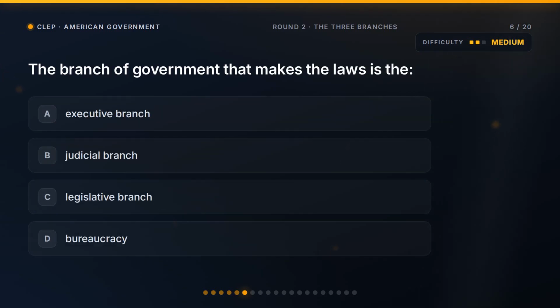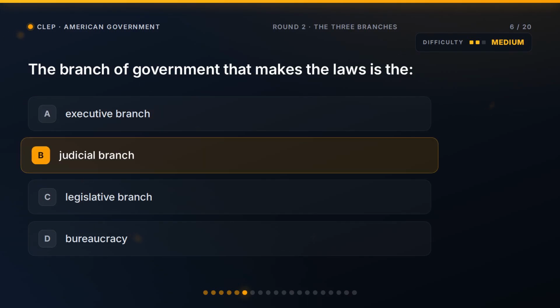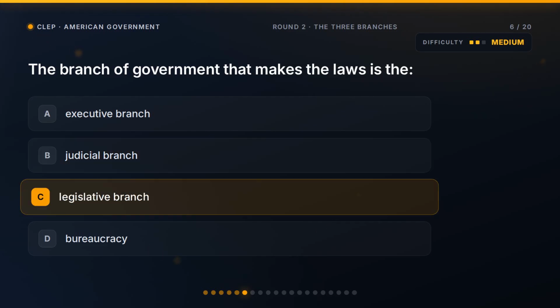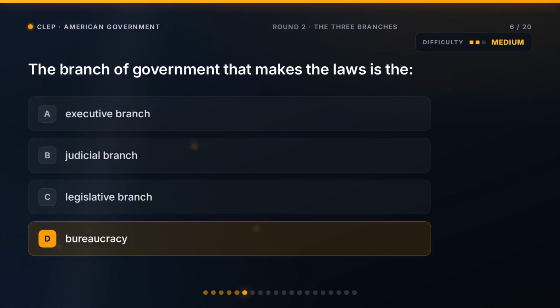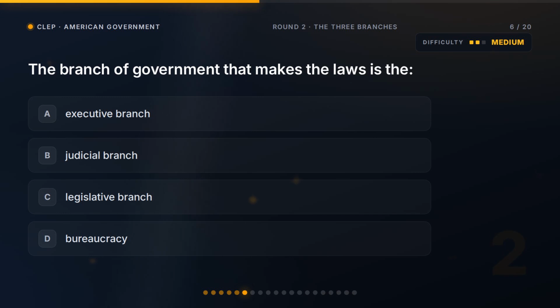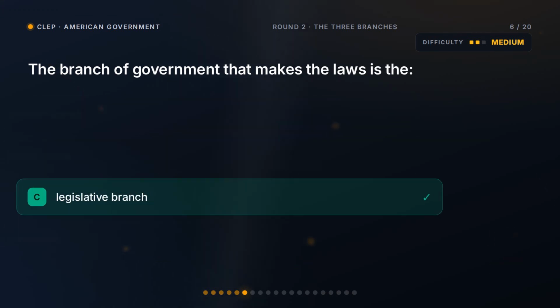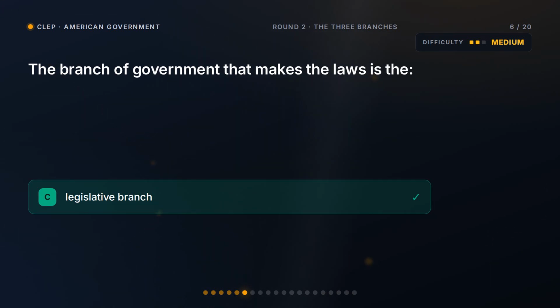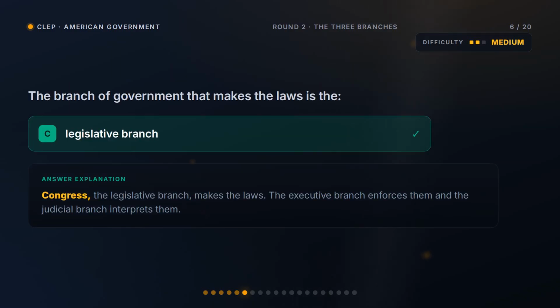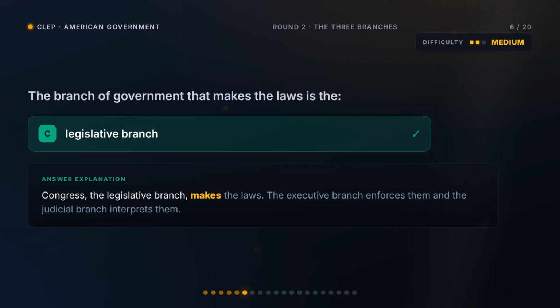Question 6. The branch of government that makes the laws is the A. Executive branch. B. Judicial branch. C. Legislative branch. D. Bureaucracy. The answer is C. Legislative branch. Congress, the legislative branch, makes the laws. The executive branch enforces them, and the judicial branch interprets them.